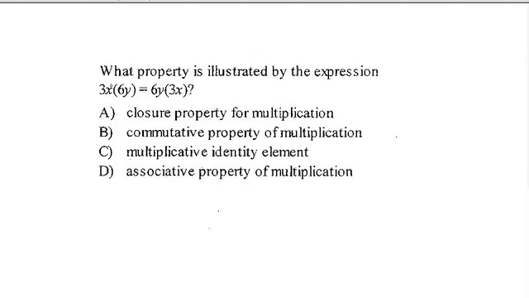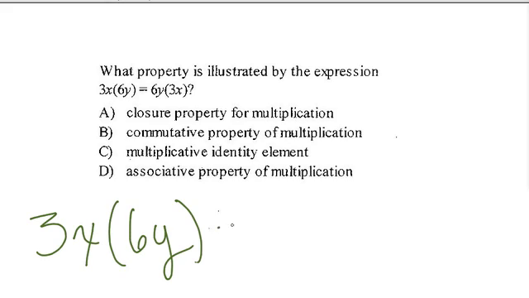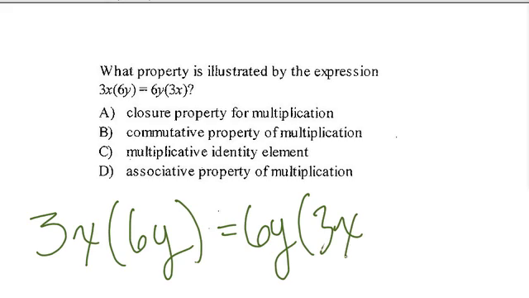In this question, they ask us, what property is illustrated by the expression, and I'll write it over here so you can see, 3x times 6y equals 6y times 3x. Okay, well, let's just notice what they did here. What are they doing and what did they say? Well, they're saying that this is equal to this, so things are equal.